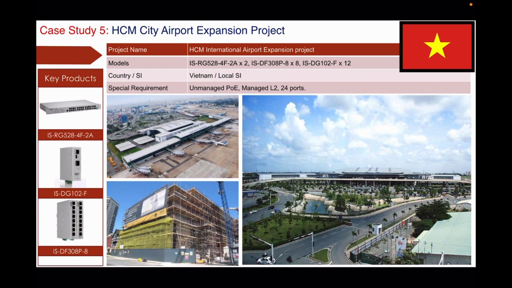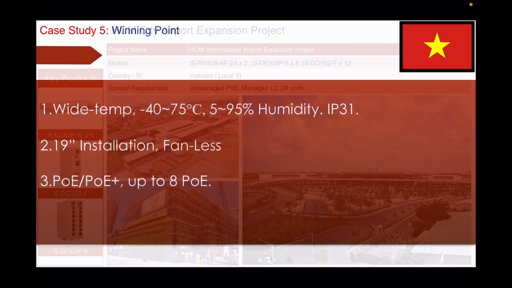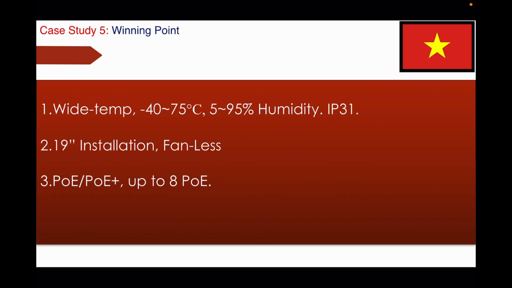Case Study 5, Ho Chi Minh City Airport Expansion Project in Vietnam. Special requirement: unmanaged PoE, managed L2, 24 ports. Key products: IS-RG528-4F-2A, IS-DG10-2-F and IS-DF30-8P-8. Winning points: wide temp, -40 to 75 degrees Celsius, 5 to 95% humidity, IP31, 19 inches installation, fanless, PoE and PoE plus, up to 8 PoE.